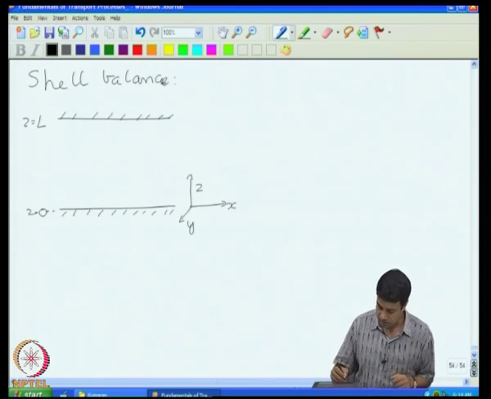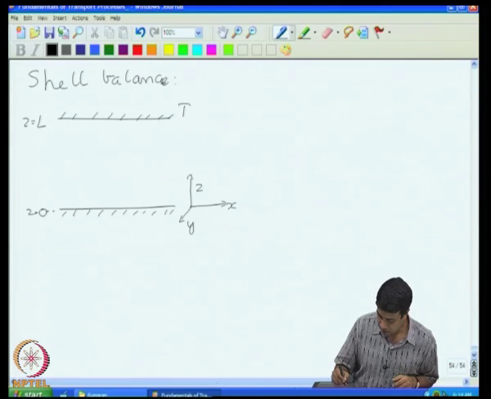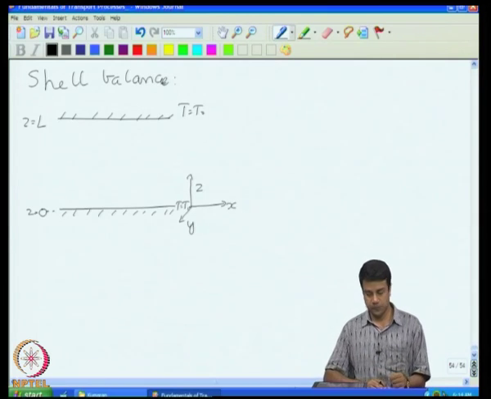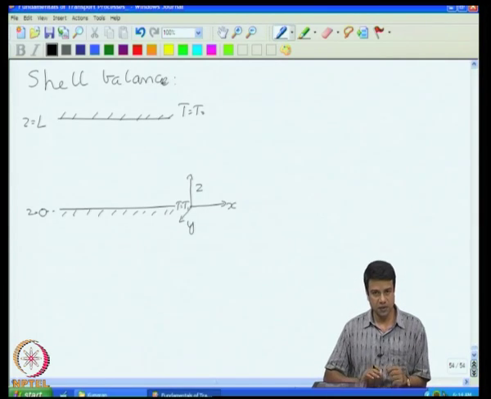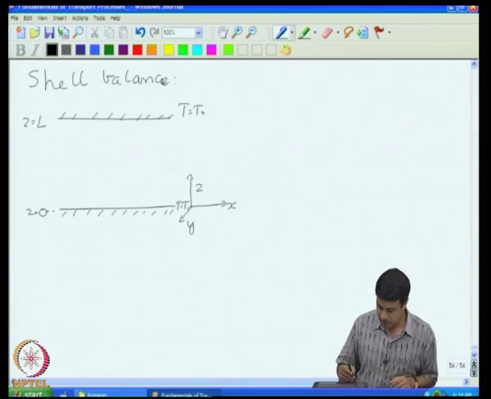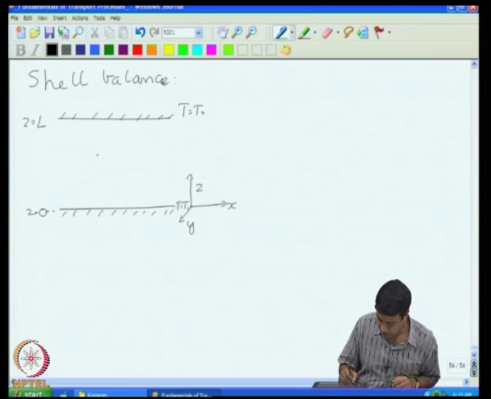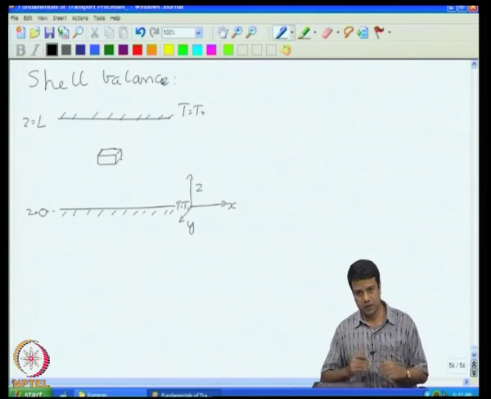Okay. So I prescribe a temperature T is equal to T naught here, and T is equal to T1 at the lower boundary. So that is what is given to me. Okay. How am I going to solve this problem? First, I consider a small differential volume between these two plates.